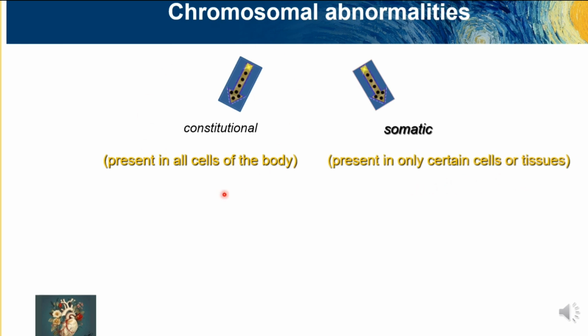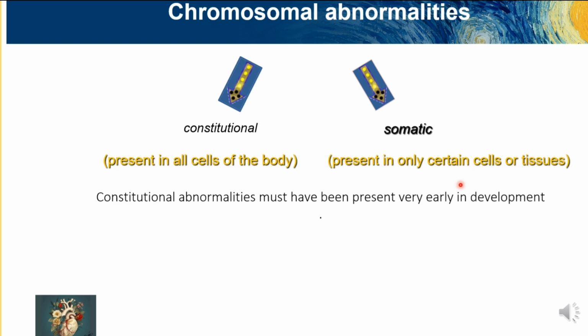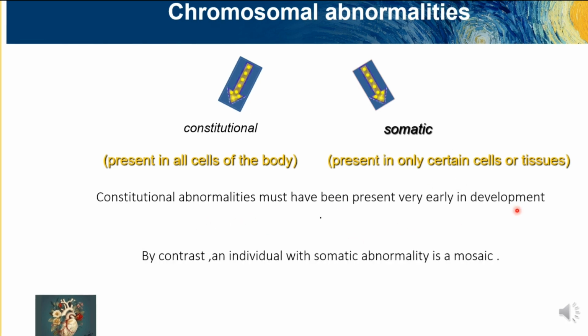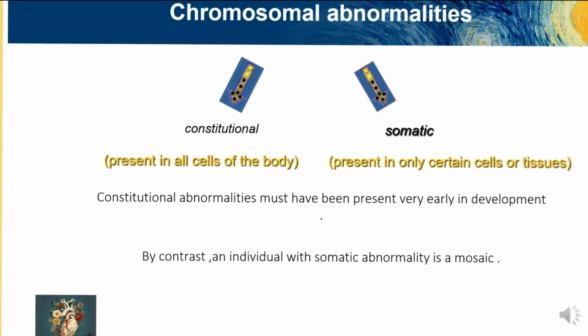Constitutional chromosomal abnormalities usually occur when there are structural defects very early in meiosis or mitosis, and somatic ones occur at a later stage. Constitutional abnormalities are present from very early development, affecting nearly all the body systems, while in somatic abnormalities some body systems are normal and others may be affected, and the individual shows a mosaic pattern.